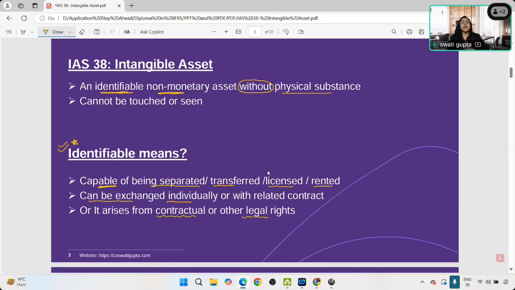Let's take any right that arises due to a contract. Have you ever come across any employer-employee bond? Do you know about an employer-employee bond? Tell me yes or no. Have you heard about it? No? Okay. Yes. Okay, good.